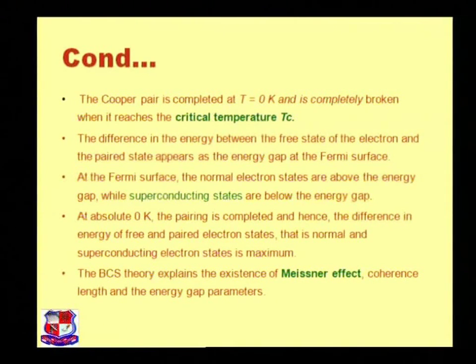The BCS theory explains the existence of the Meissner effect. Generally, the Meissner effect is a reversible effect. If the specimen loses its magnetic field when the temperature increases above the critical temperature, the material is also reversible, that's why it becomes a superconducting material again. Now the coherence length and the energy gap parameters are also explained by the BCS theory, and it is the most important theory of this topic.